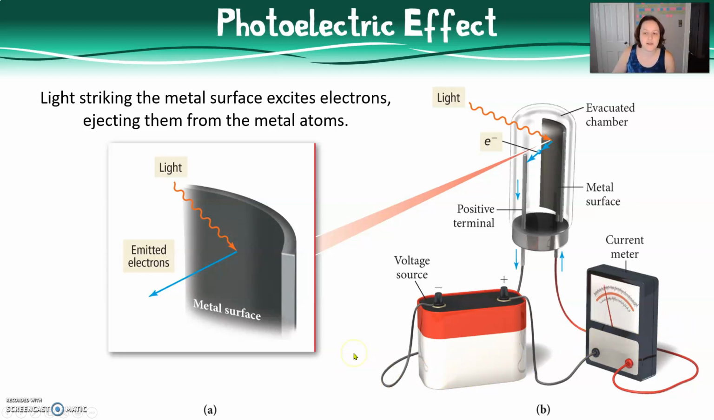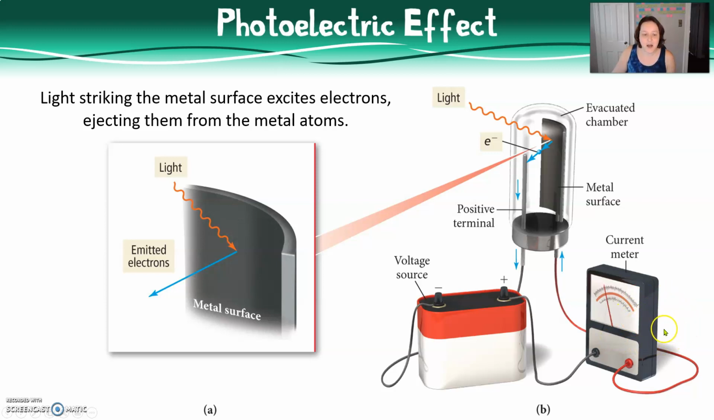The surface of the metal is irradiated with light, which causes electrons to be emitted from the metal surface. This happens because the energy of the light is absorbed by the electrons in the metal atoms, and if enough energy is provided, the electrons become so excited that they are ejected from the metal atom into the empty space inside the evacuated chamber. Then they are pulled by their attraction to this positive terminal on the other side of the tube, and they flow through the circuit. This leads to a rise in the current detected by the current meter.